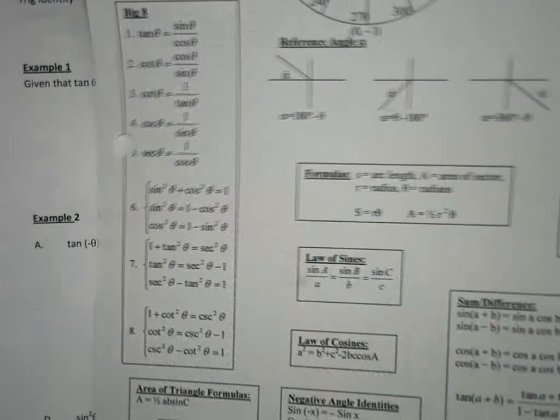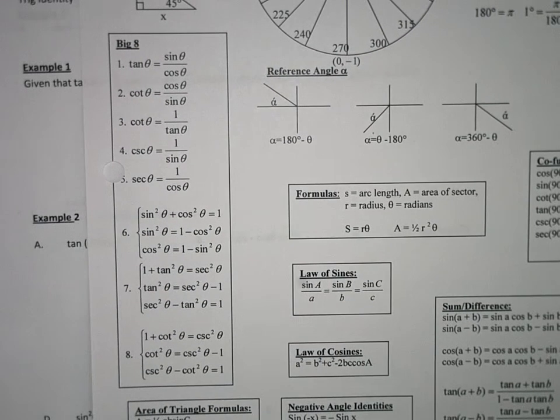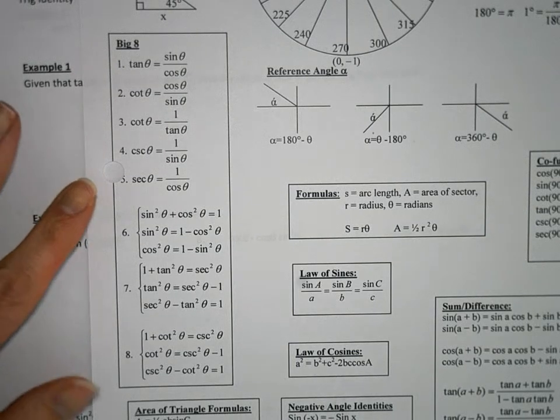Okay, by trig identities, you need to look at your sheet. All right, your trig identities on this sheet look like this. Looking under the big 8. These are the big 8. These are going to be your best friend for the next several days when you're doing these. Notice there are a lot of statements on here that are extremely important.